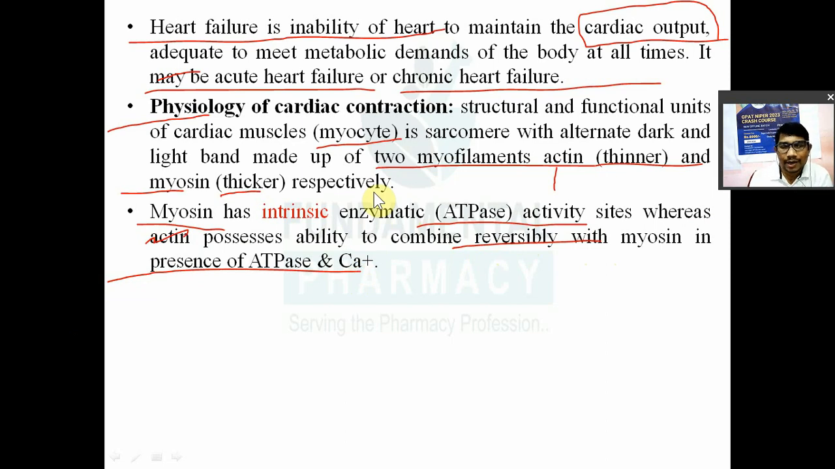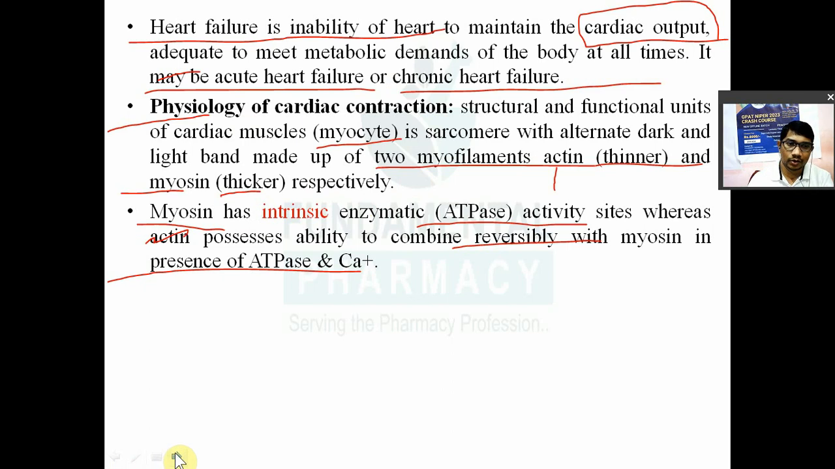Calcium ion activates the ATPase present in the myosin. See, just like lipase: what does lipase mean? It breaks down lipid. What will protease mean? It breaks down protein. Similarly ATPase means what? It breaks down ATP, which is an energy source for excitation, contraction and coupling of cardiac muscle. Are you getting it or not? Do you understand?